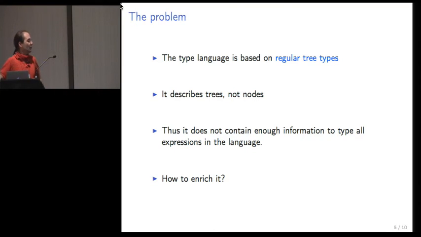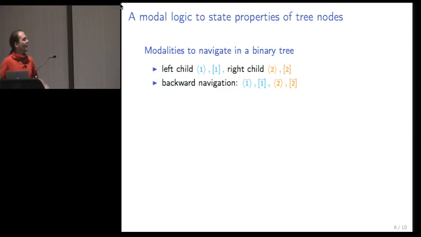So one thing we can do is enrich this language, and one thing we can enrich it with is modal logic. With modal logic, it is easy to build a modal logic which allows navigating any direction in a binary tree. So we have these things called modalities. One means first child, two second child. The diamond is the existential, the other is universal.